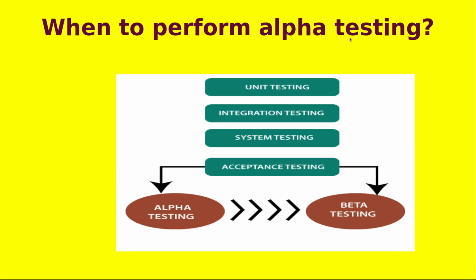We already saw that unit testing, integration testing and system testing are the basic testing. After completion of this testing, we move to acceptance testing. Acceptance testing consists of two parts: one is alpha testing, another one is beta testing.